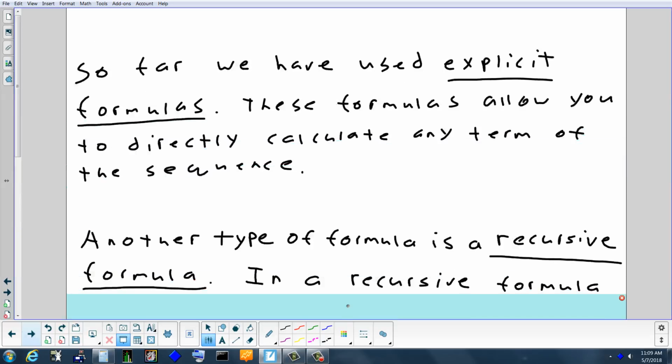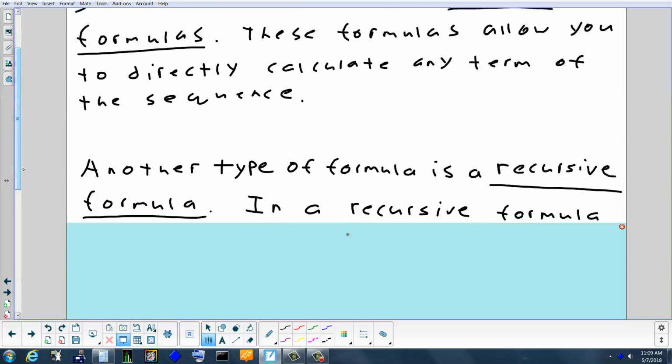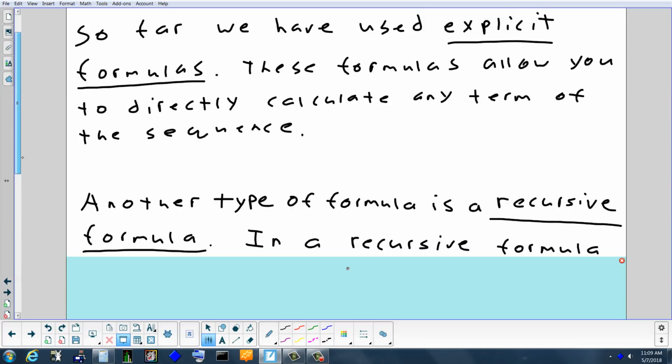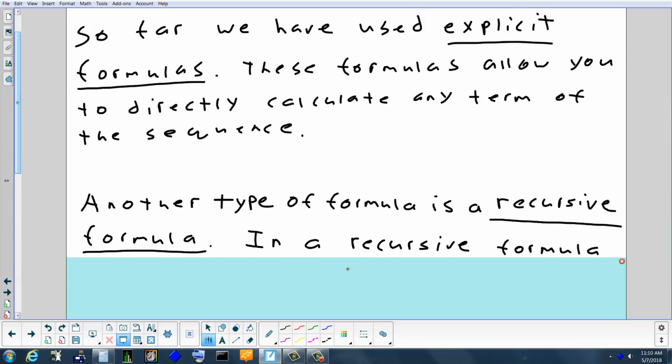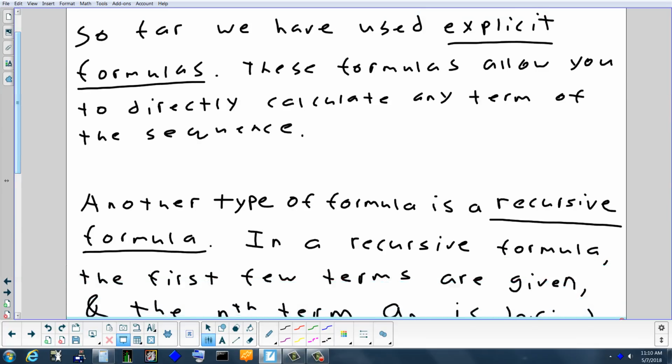Versus a recursive formula. A lot of times recursive formulas are more obvious to us. You see a pattern and you're like, oh, it's just the one before it plus 3. But if you want to find the 1,000th term, then you would have to know the one before it and then add 3, and the one before that and add 3. Okay, so in a recursive formula, what they'll generally do is they have to start you off with the first term, or maybe the first couple.